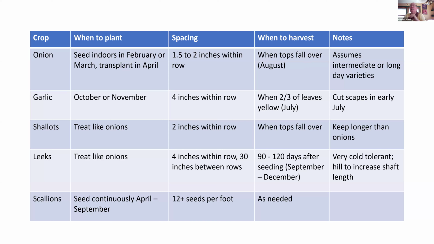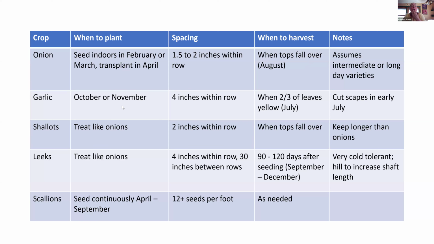That's usually August. Now, if you're growing short day onions for overwintering, you want to plant them in September or October. And again, this is transplanting. You would have started your seeds in a shade tunnel a couple months before that.